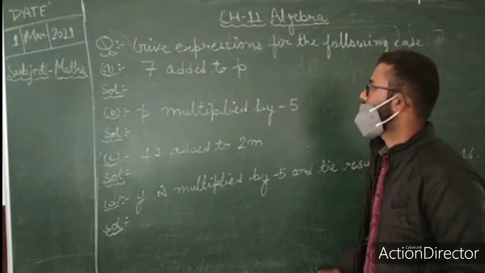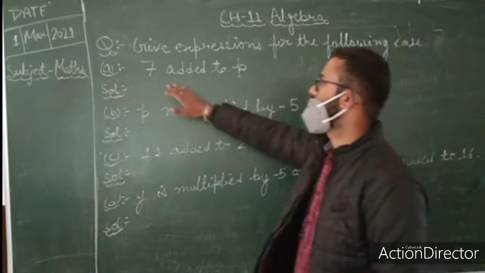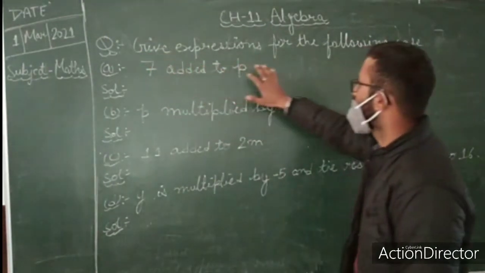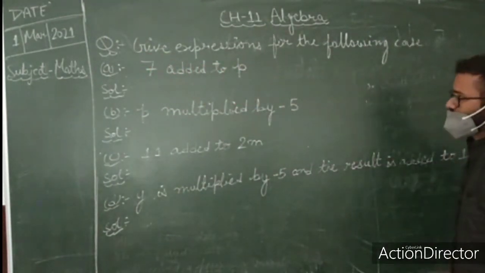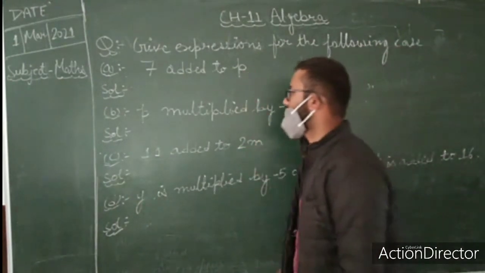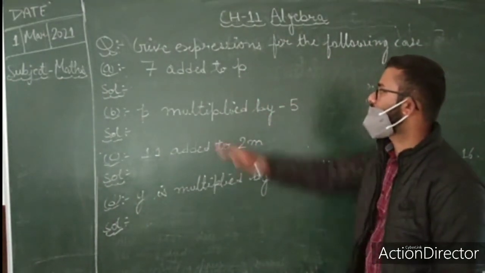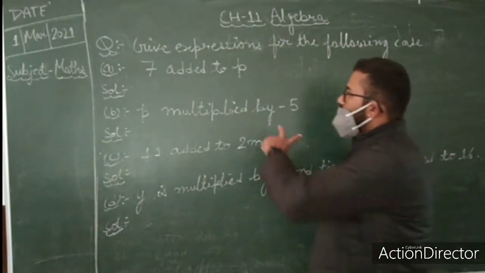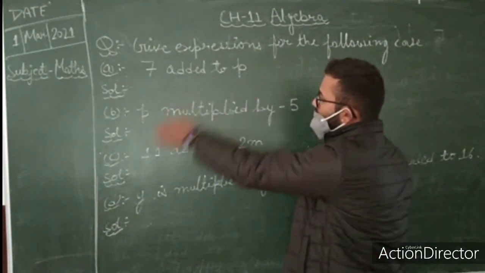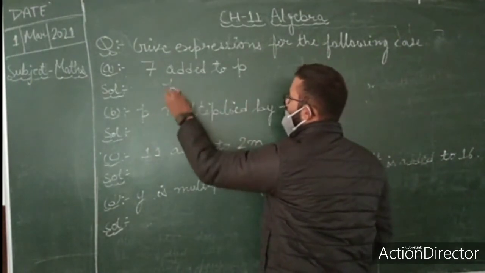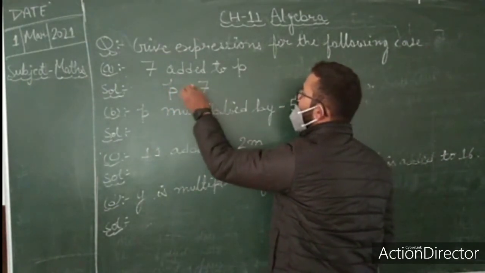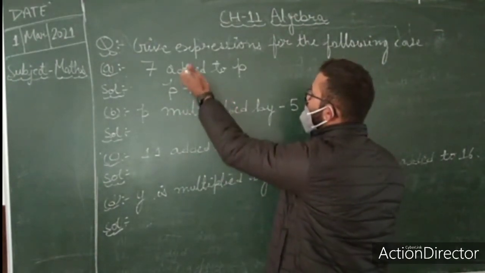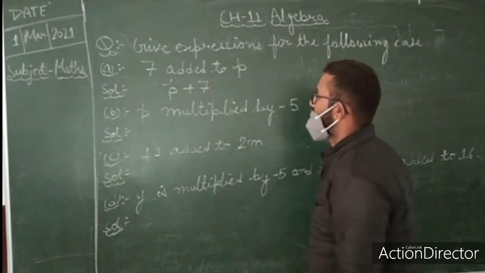Here are also questions related to algebra. The question: give the expression for the following cases. Some phrases are written as a question, like 7 added to p. So here 7 is added with p. We write first p and then 7 added with p. So the expression for this phrase is p plus 7.